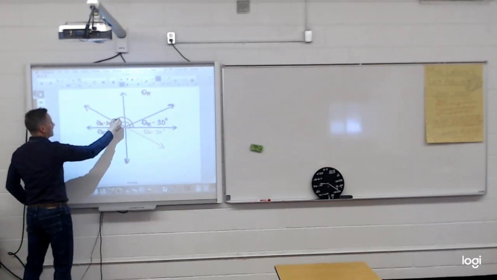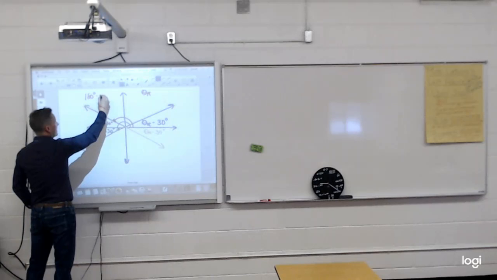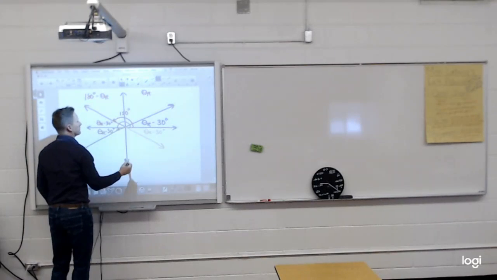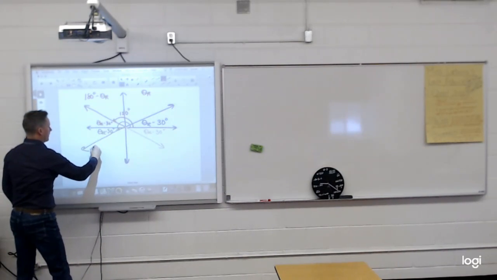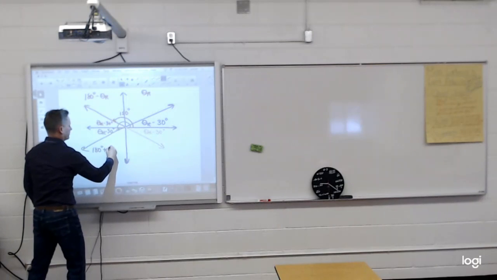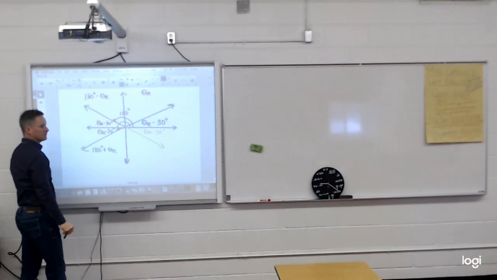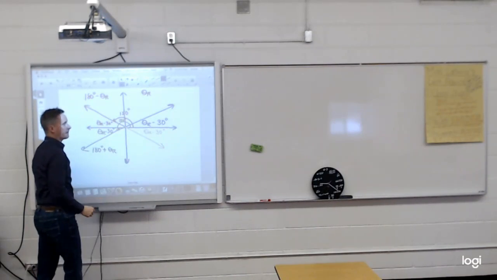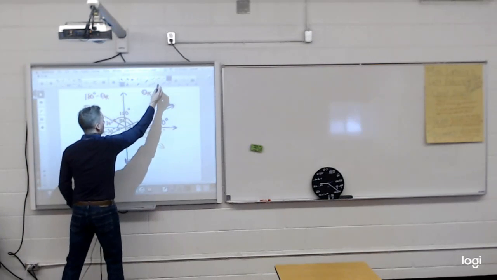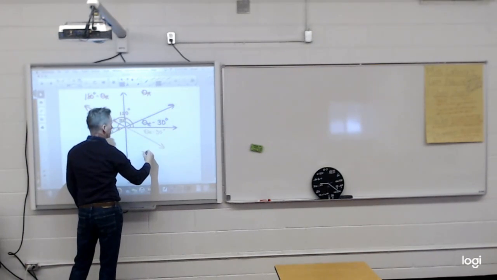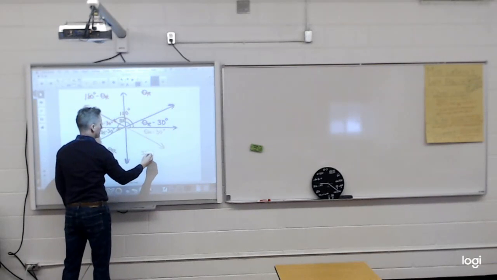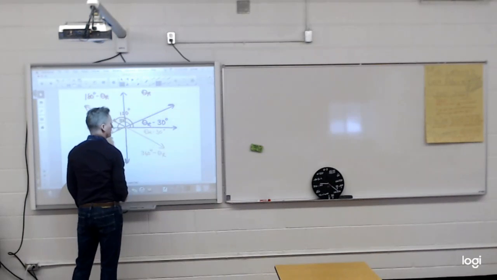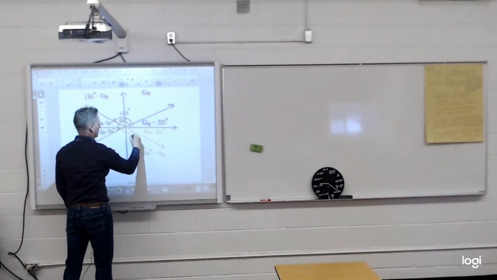Okay, to find out what that angle was, I go 180 degrees minus the reference angle. Right? That's how I got 150 degrees. Down here I went 180 degrees plus the reference angle. That's how I got 210 degrees. And then over here, that's 360 degrees minus the reference angle. And that's how I ended up with 330 degrees.